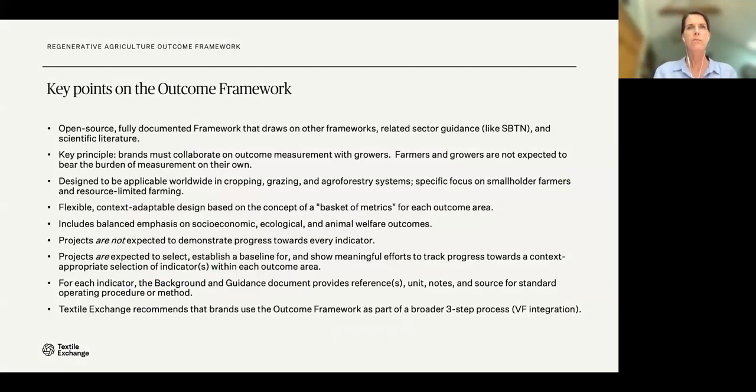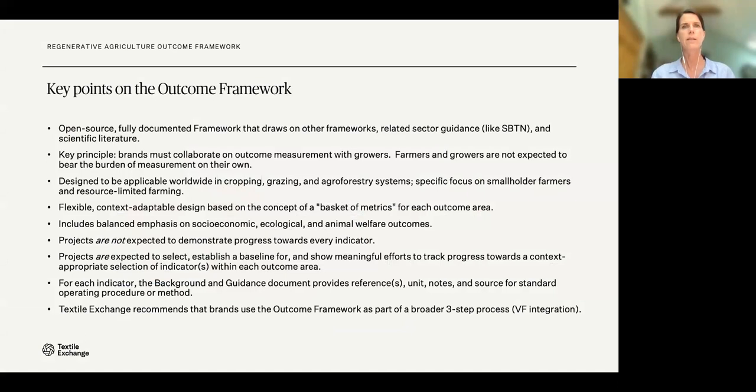And this slide really just recaps some of the key points I've made, but I wanted to make sure this was included in the deck. It emphasizes that this is a fully open source framework, reiterating the key principle of collaboratively sharing the risk with growers, and that's reflected in some shared indicators that I'll mention in a moment, trying to have this be applicable worldwide as much as we can, and flexible, context adaptable.